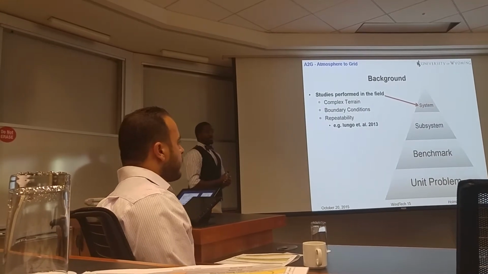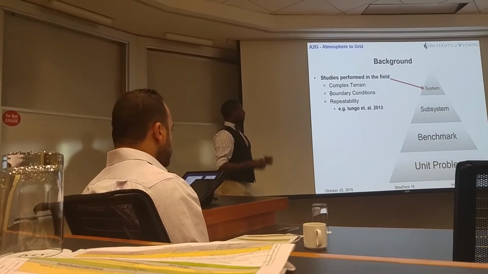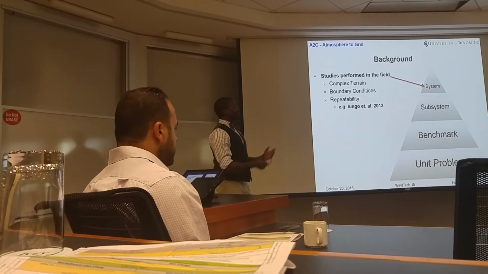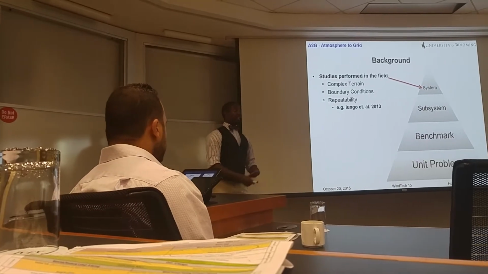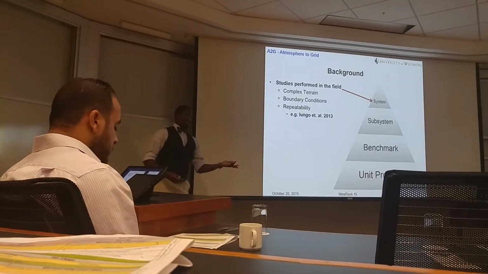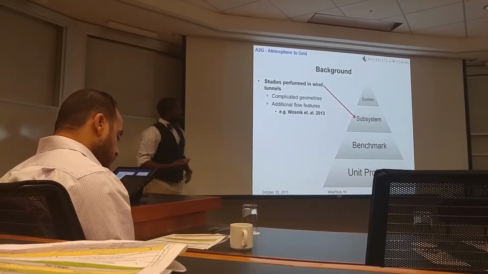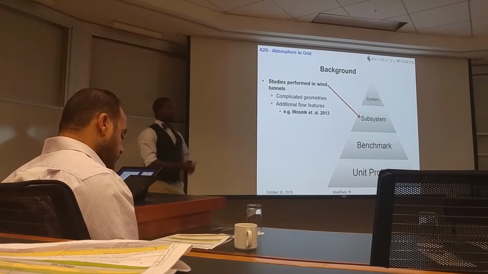So going into the background, there have been plenty of studies performed in the field, right? That's at the system level. But there's a lot of complex stuff going on. You have the effects of terrain, you have boundary conditions, repeatability. You have the same conditions that you had on Tuesday, you have on Wednesday. Then you go into the wind tunnel, it's a little bit better. You go to model flow.